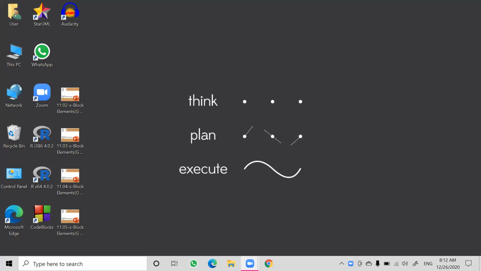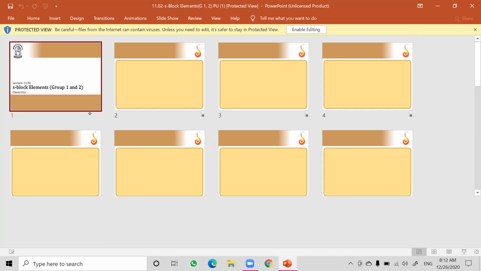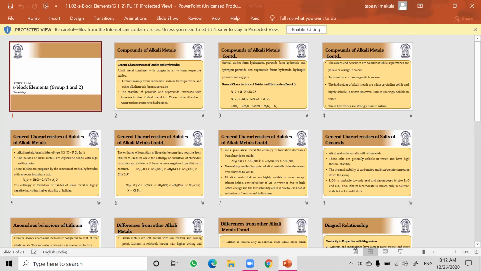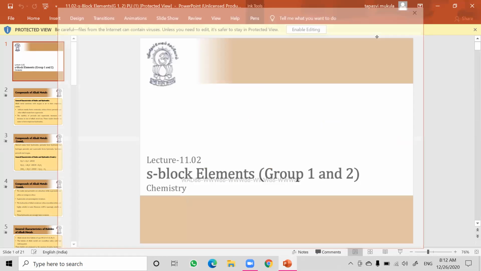Now we are going to do H block elements continuation. In the first lecture, we have done general properties, general physical and chemical properties of H block elements. Now, this is the second lecture we are going to discuss. In this lecture, we are going to discuss some more properties of H block elements. So, please listen carefully.